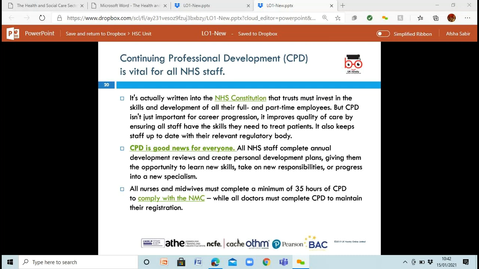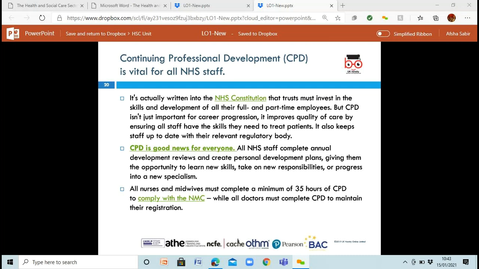All NHS staff complete annual developments and reviews. They create personal development plans, which I love, by the way. I love having a personal development plan. It gives you something to work towards and to achieve. It gives them the opportunity to learn new skills, take on new responsibilities, and even progress into a specialism. It's actually written that nurses and midwives need to complete a minimum of 35 hours of CPD to comply with the Nursing and Midwifery Council. Doctors also need to complete CPD to maintain their registration.